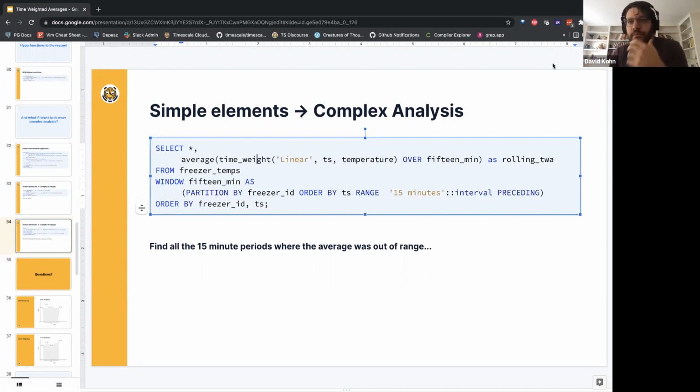John? Yeah, in your examples, the first and last data point line up with the time window that you're averaging. Does it handle the cases where they don't line up perfectly, or do you have to do something extra?